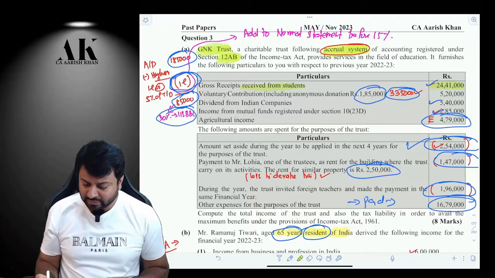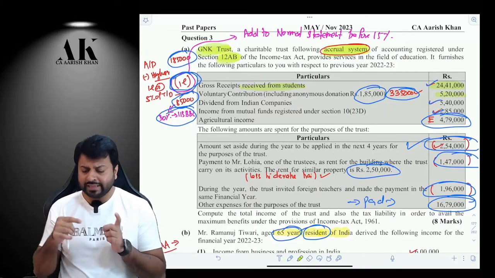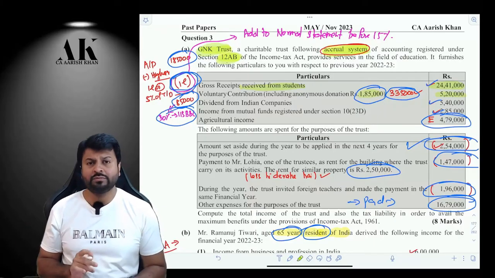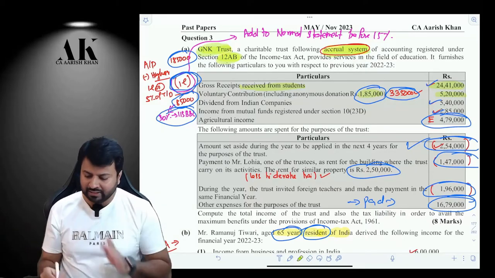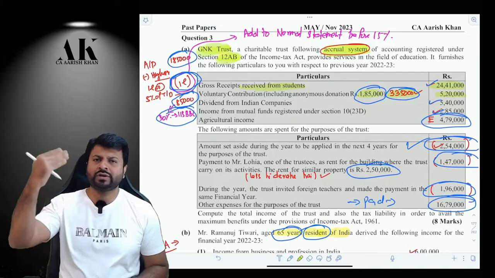The second thing is you are receiving some donations. Now, in that donation, 1,85,000 is voluntary anonymous donation. So, for anonymous donation, section 115 BBC will be applicable. Separate treatment will be done. 3,35,000 is a normal donation you can add to your income statement.